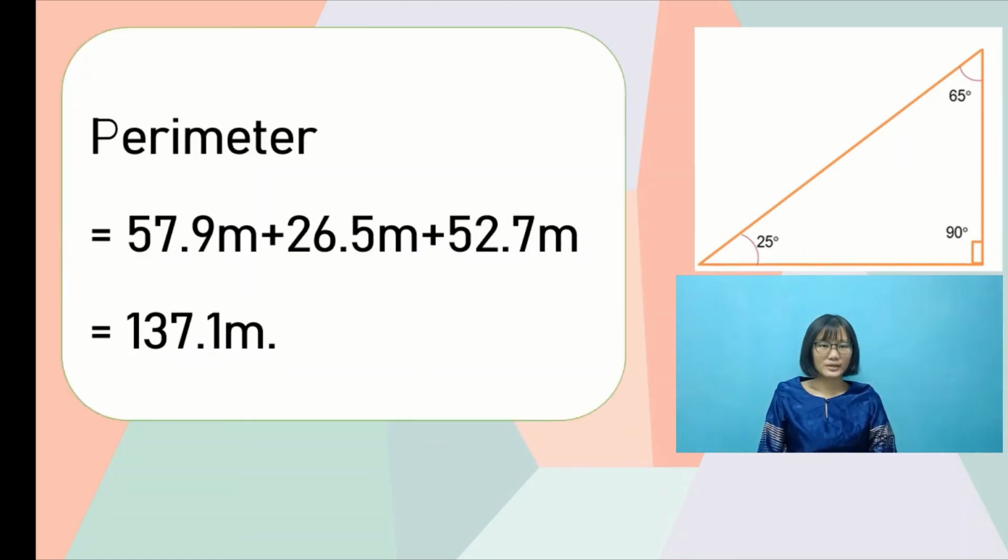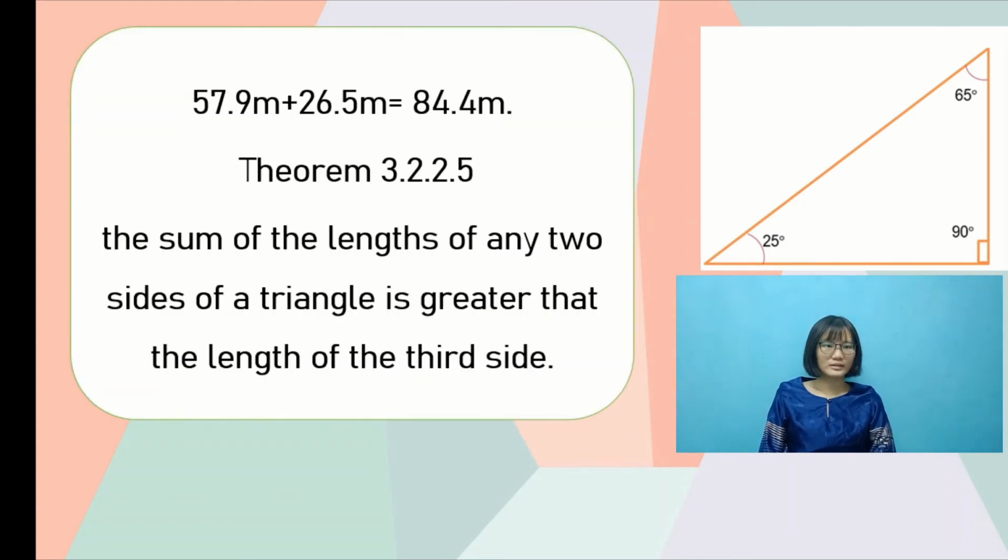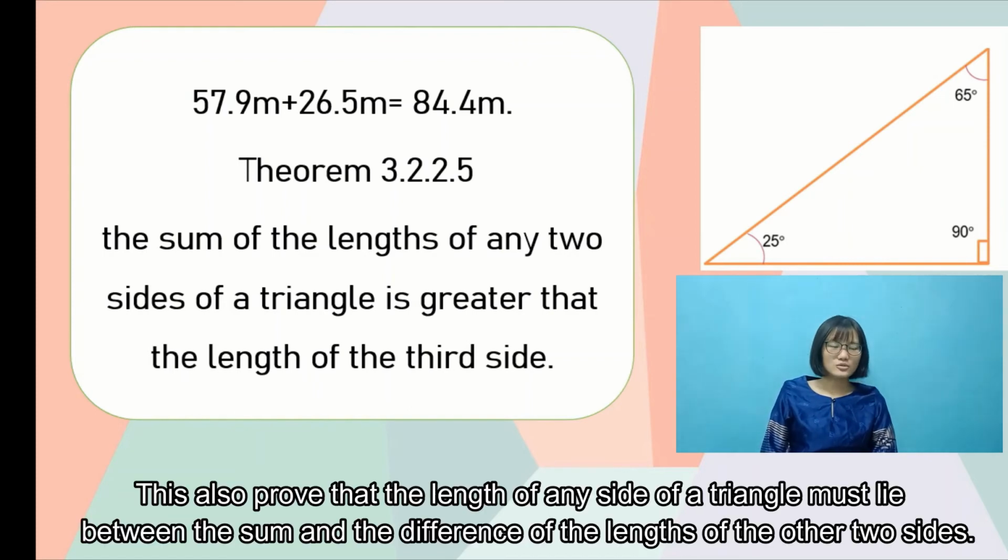By definition, the perimeter of a triangle is the sum of the lengths of its sides. When we add up the side lengths of the triangle, it gives 137.1 meters. Thus, the perimeter of the top view of the triangle is 137.1 meters. Next, when we add up the lengths of two sides of the triangle, it gives 84.4 meters. This applies to theorem 3.2.2.5, which states that the sum of the lengths of any two sides of a triangle is greater than the length of the third side. This also proves that the length of any side of a triangle must lie between the sum and the difference of the lengths of the other two sides.